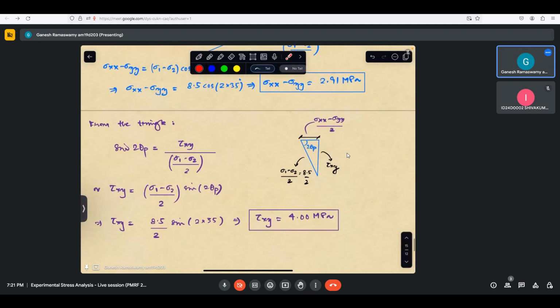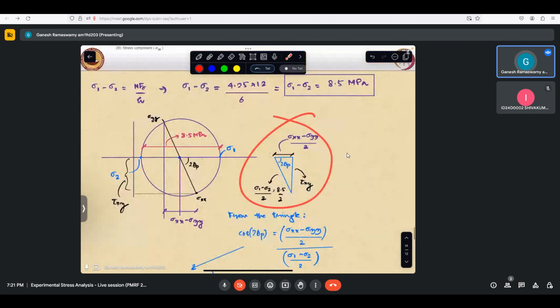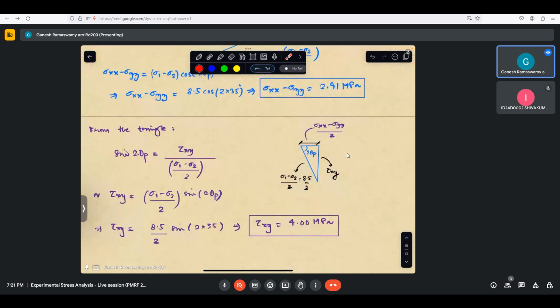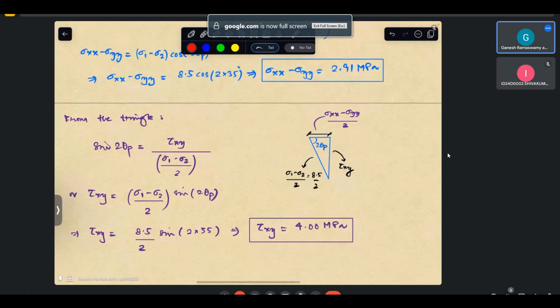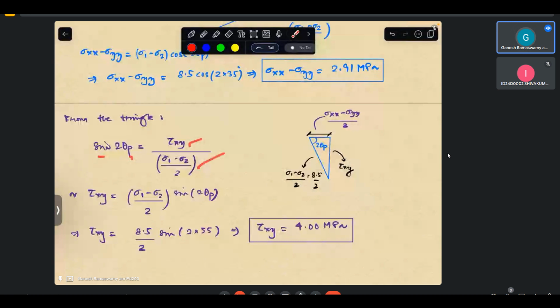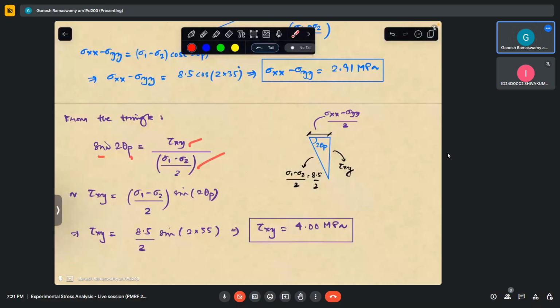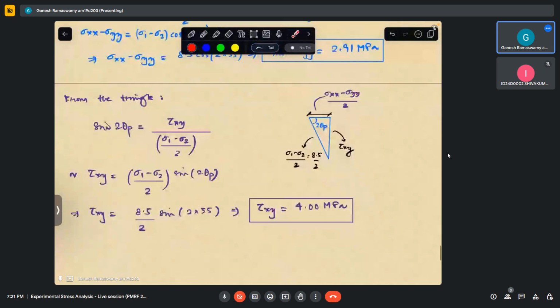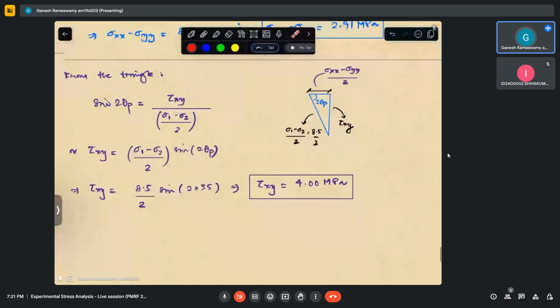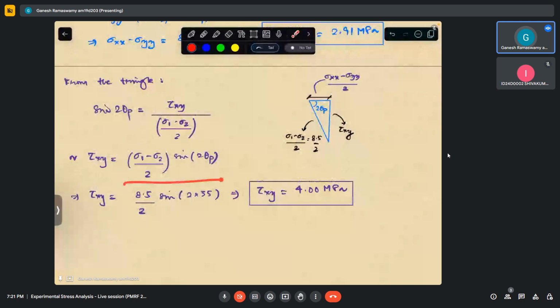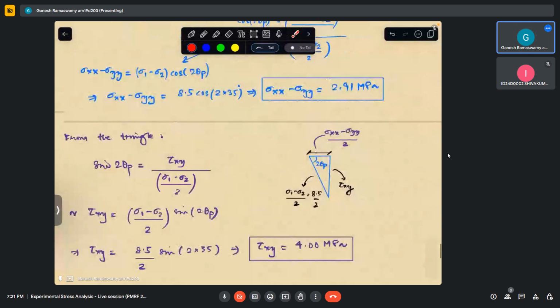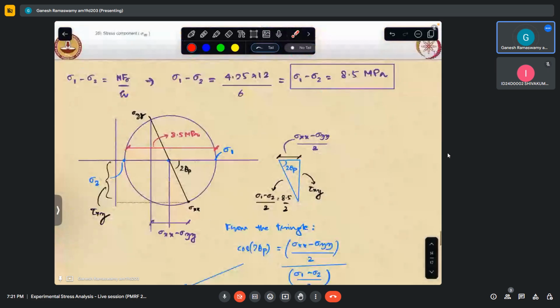quickly give the explanation. Basically this triangle I have taken it back again, and what I've done, I've just taken sine of the angle. So sine 2 theta p is tau xy upon sigma x minus sigma y by 2, and from there I've just cross multiplied and substituted the values in order to get tau xy to be 4 MPa. So tau xy comes out to be 4 MPa.